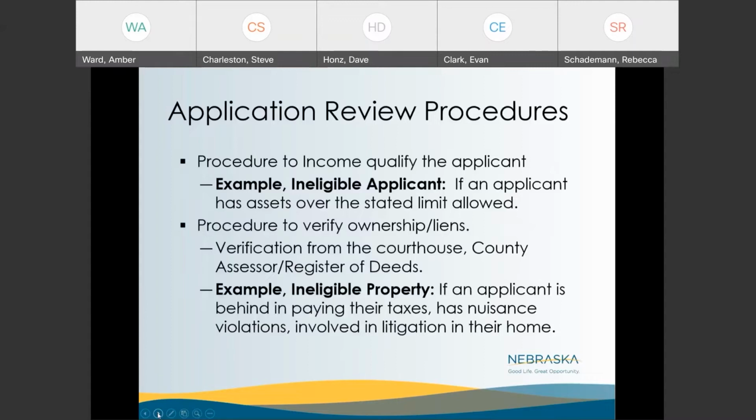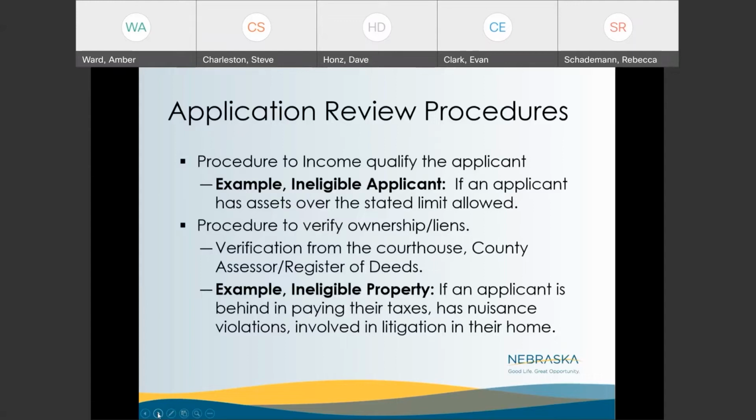The review procedures: your procedure to income qualify the applicants, a specific example, and then an eligible applicant. They have assets over the stated limit allowed, something to consider there. What's your procedure to verify ownership and liens?